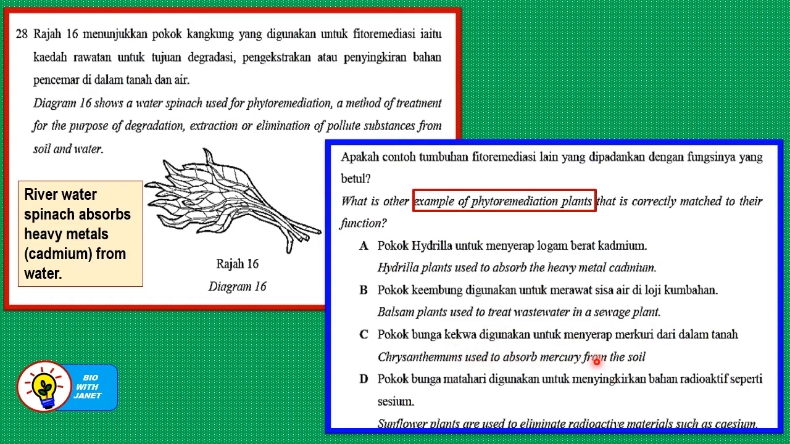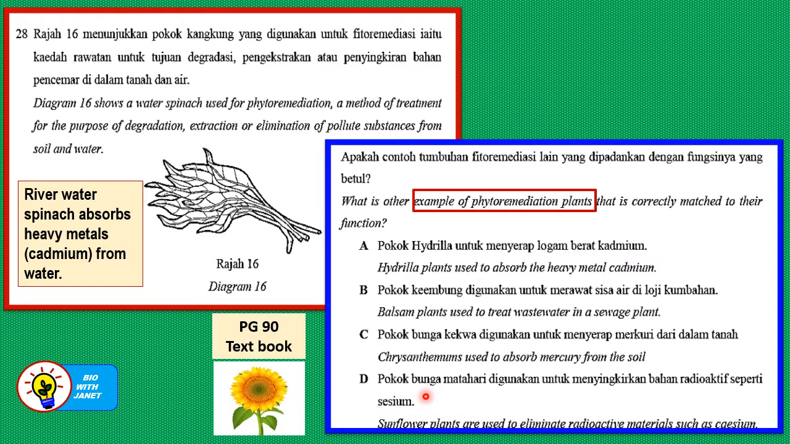C. Chrysanthemums used to absorb mercury from the soil. Now, chrysanthemums are yellow in color, and some people may mistake them for the sunflower. But chrysanthemums are not used to absorb mercury from the soil. It is the D. Sunflower plants are used to eliminate radioactive materials such as cesium. All right. So this is the correct answer. This example was mentioned in the textbook, page 90. This is the sunflower plant, not chrysanthemum. So sunflower plants are used to eliminate radioactive materials such as cesium from the soil, right?